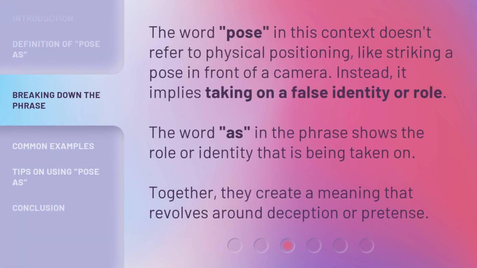The word pose, in this context, doesn't refer to physical positioning, like striking a pose in front of a camera. Instead, it implies taking on a false identity or role. The word as in the phrase shows the role or identity that is being taken on. Together, they create a meaning that revolves around deception or pretense.